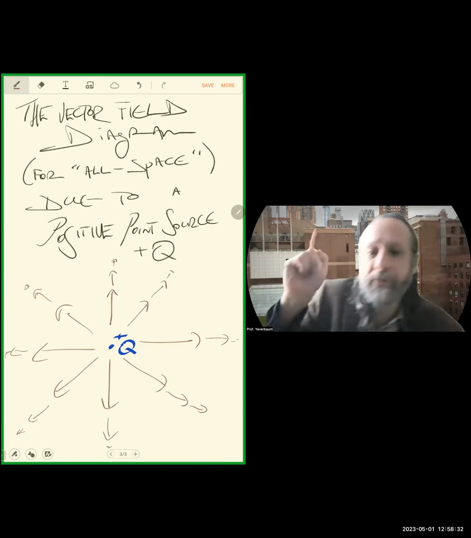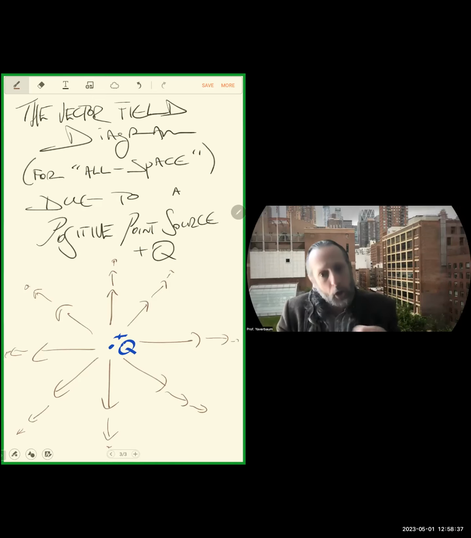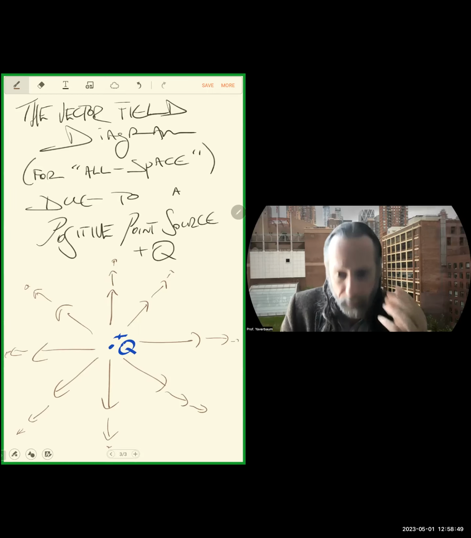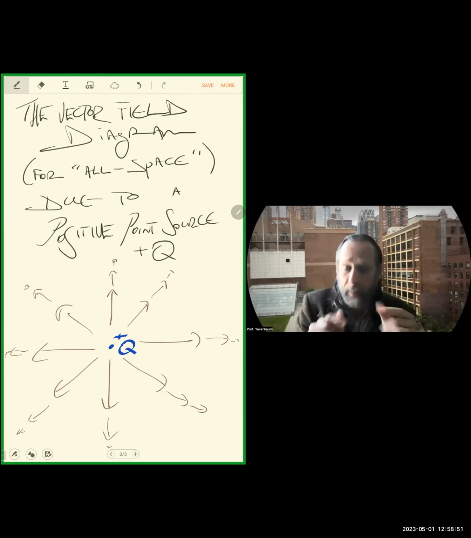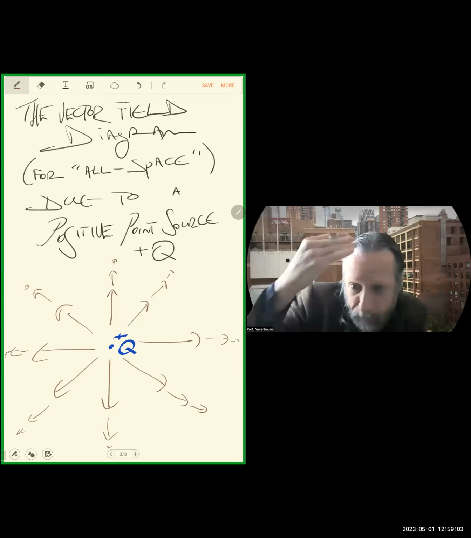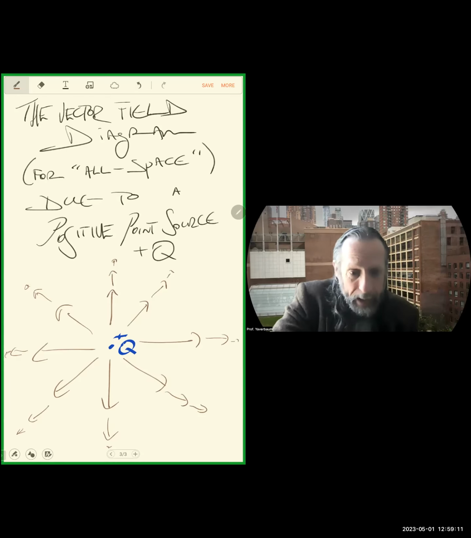this is a vector field diagram of what's happening in general in space due to one positive point source. Now this is a representation. I've drawn just enough vectors to indicate the pattern of what's happening in space in general. The idea is that, remember, a field is a vector valued function. So for any point in space you're interested in, there's some vector sitting there with a certain length and a certain direction. Here's the pattern of what they look like.